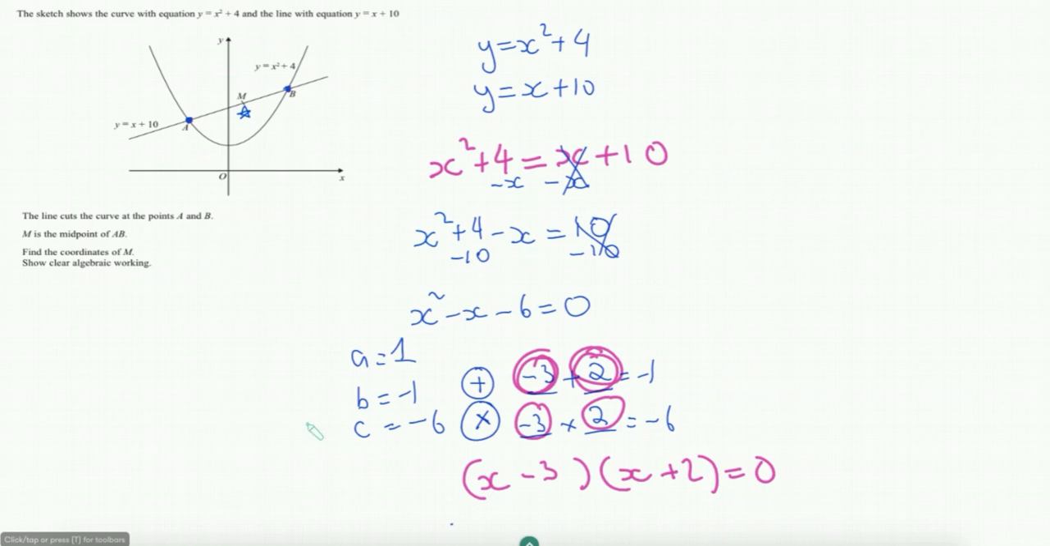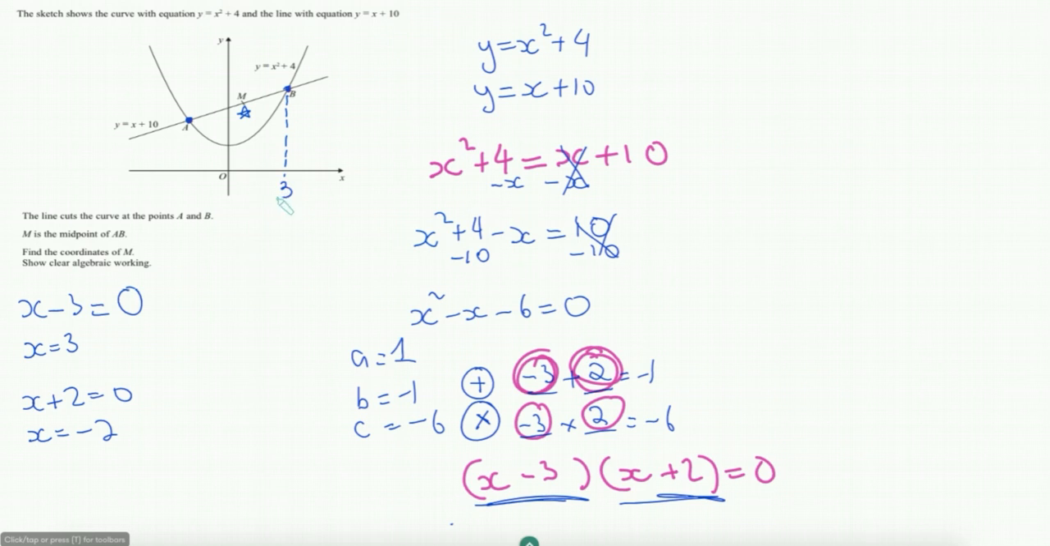So we'll grab one of the brackets only. So x minus 3, set it equal to 0. So what minus 3 is 0? X must be 3. And then here, x plus 2 equals 0. X must be, what plus 2 is 0? X must be minus 2. Minus 2 plus 2 is 0. So the two x coordinates of the intersections are 3 and negative 2. So this must be 3, and this must be negative 2.